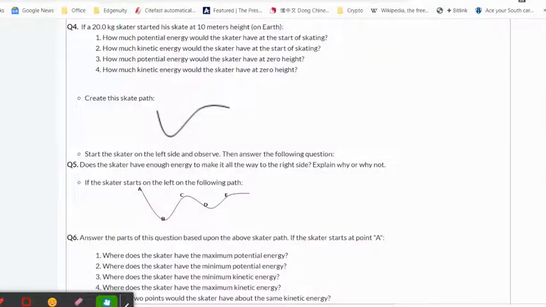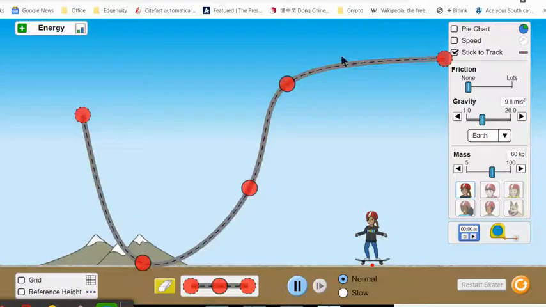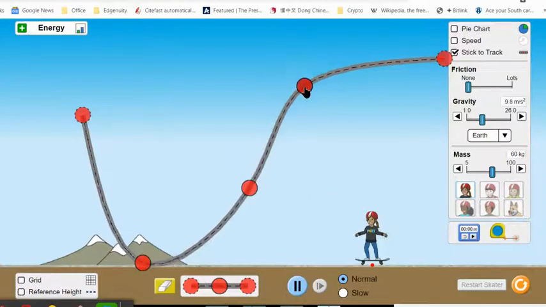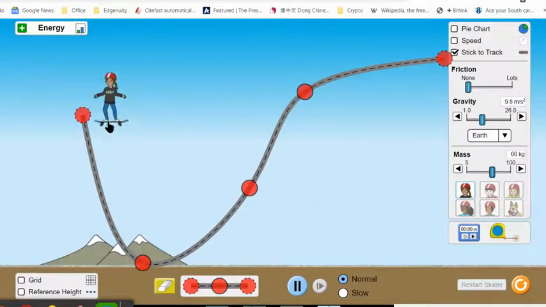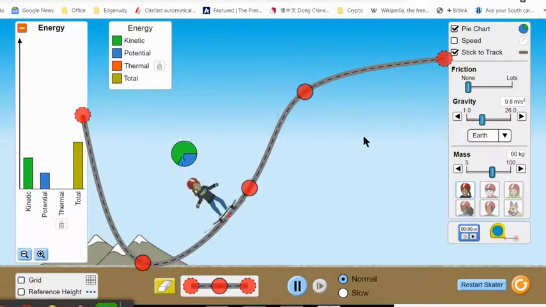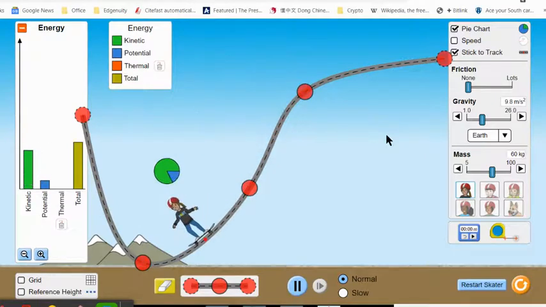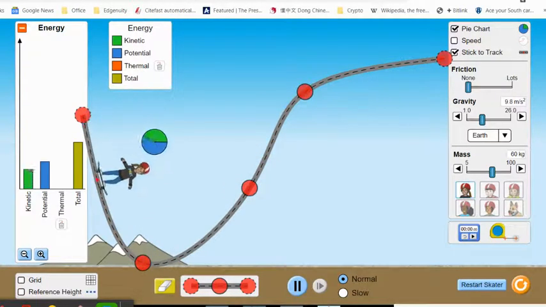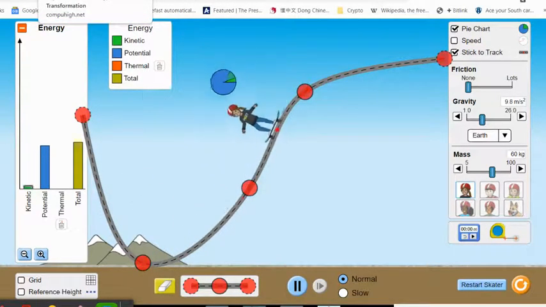Here it goes. So let's hit something like that. Okay, start on the left side and observe. I'm going to make that a little bit like that. Okay, so start our skater there. I'm going to show the energy in the pie chart just so you can see it. I'll give you a few seconds here to observe.